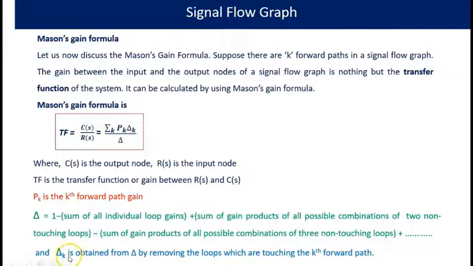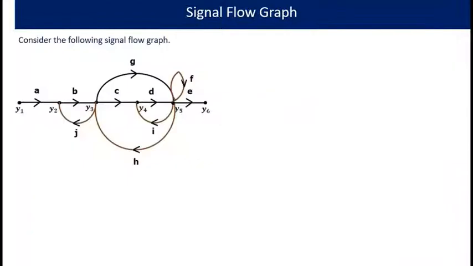And delta k, we calculate by the same expression, but here we have to remove the loops which are touching the kth forward path. Take the remaining loops. We can do one problem, then you will get a clear idea. Consider this as the signal flow graph.